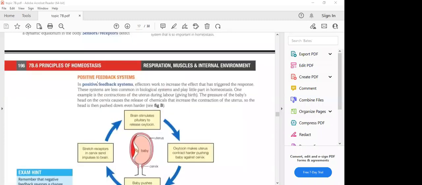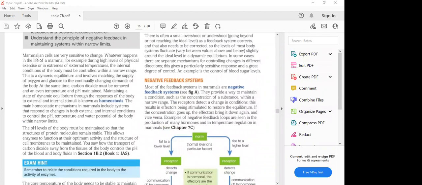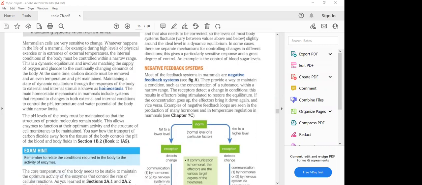Let me read it out for you. Look. Mammalian cells are very sensitive to change. Whatever happens in the life of a mammal, for example, a high level of physical exercise or extremes of external temperature, internal conditions of the body must be controlled within a narrow range. This dynamic equilibrium involves matching the supply of oxygen and glucose to the continually changing demand of the body. At the same time, carbon dioxide must be removed, and temperature and pH are maintained in a state of dynamic equilibrium through the response of the body to external and internal stimuli, known as homeostasis. In a nutshell, keeping the body in a balanced situation is called homeostasis. That is very simple.